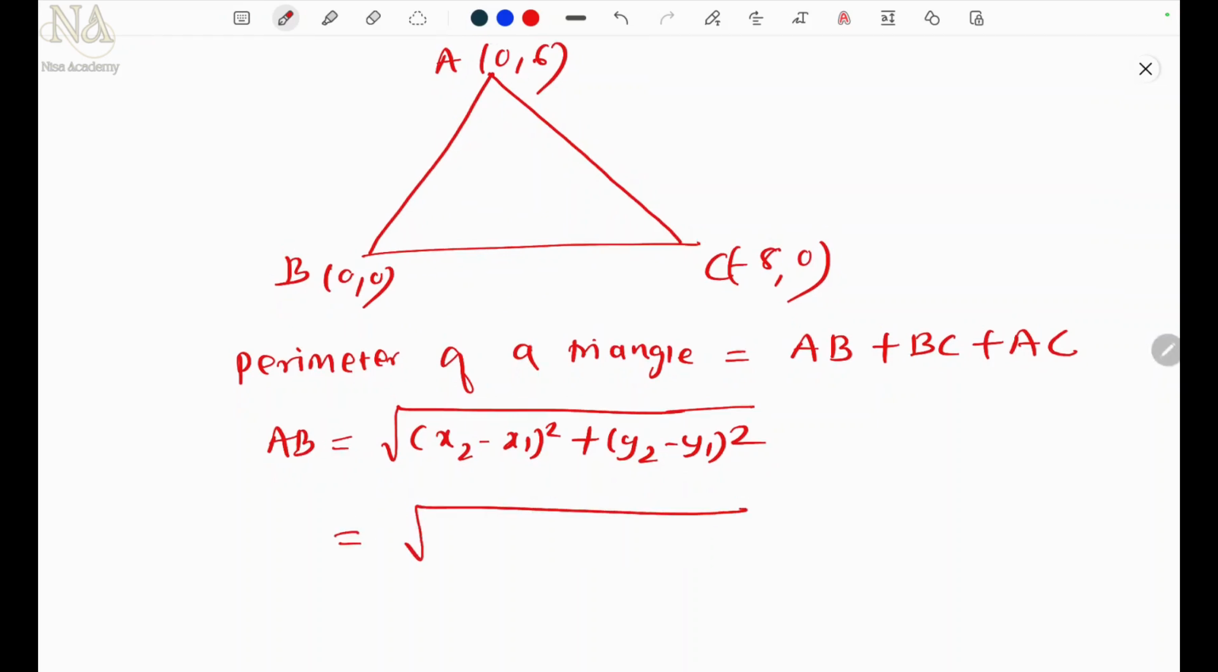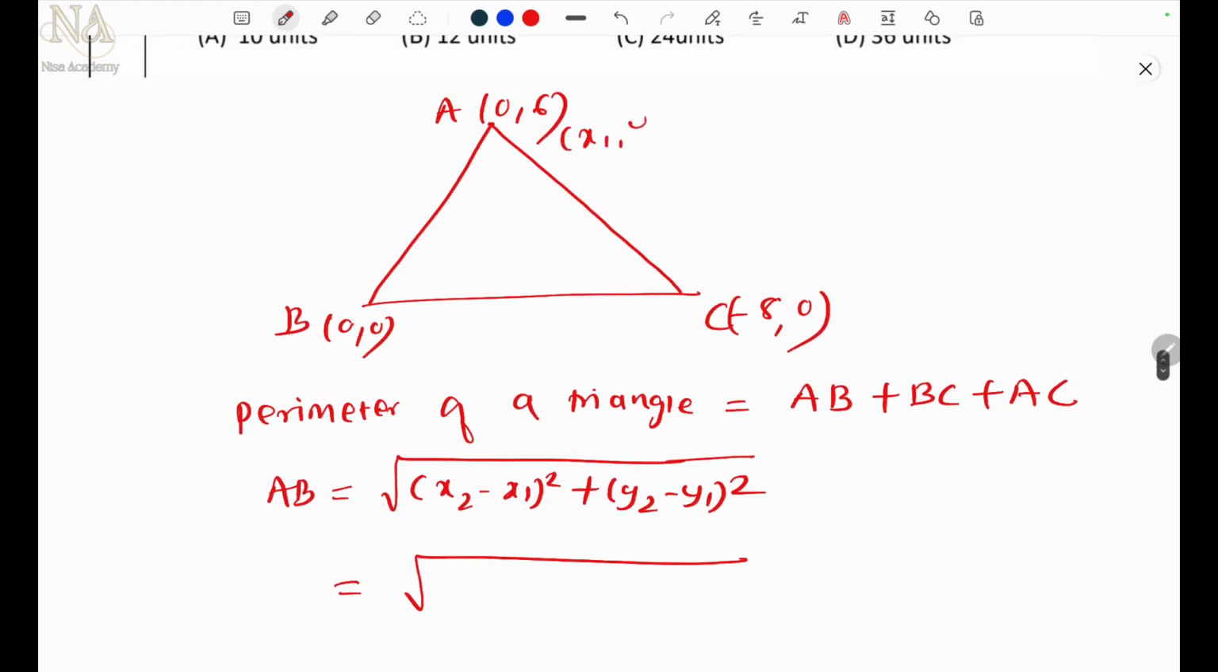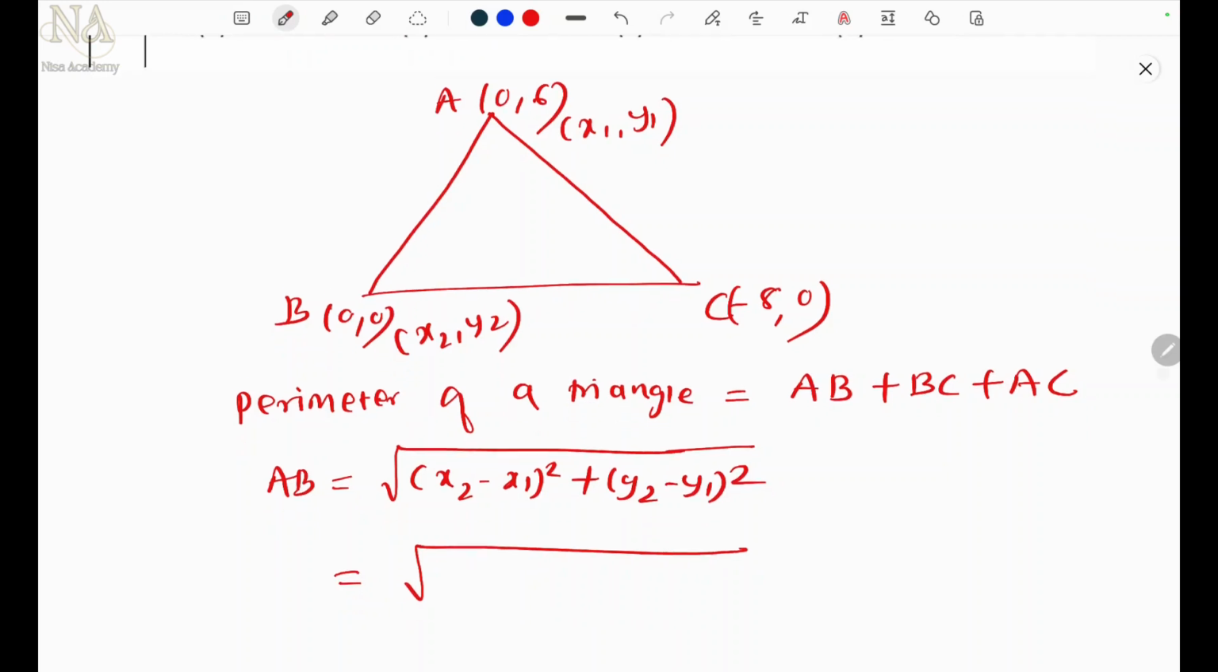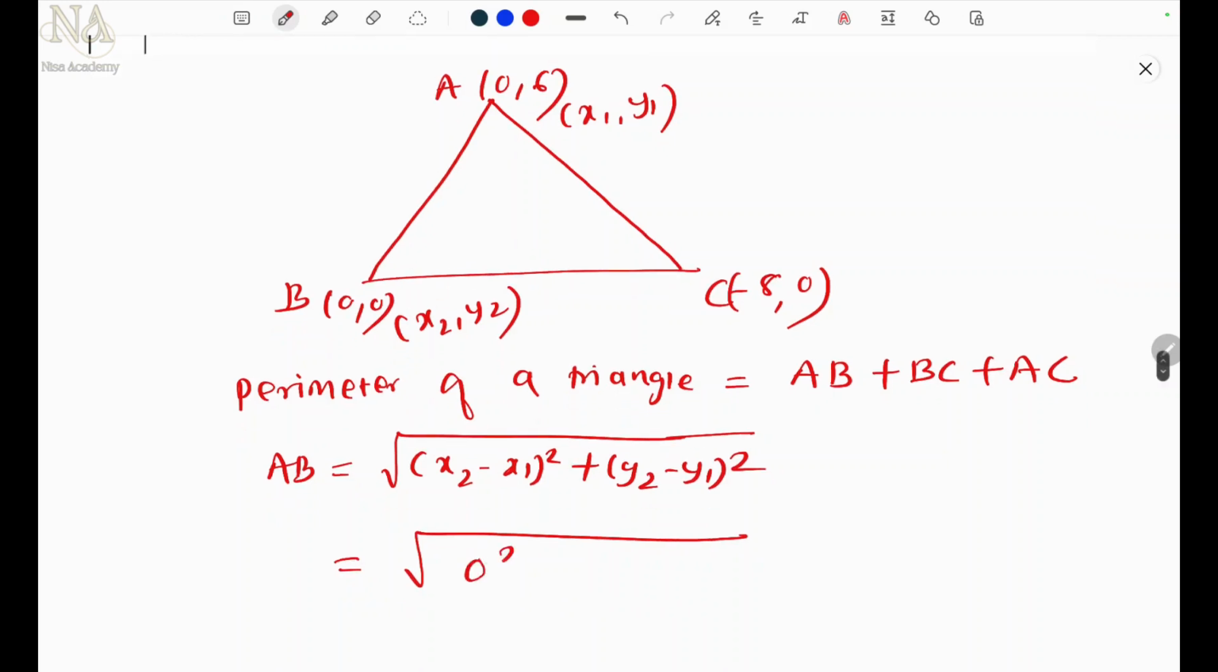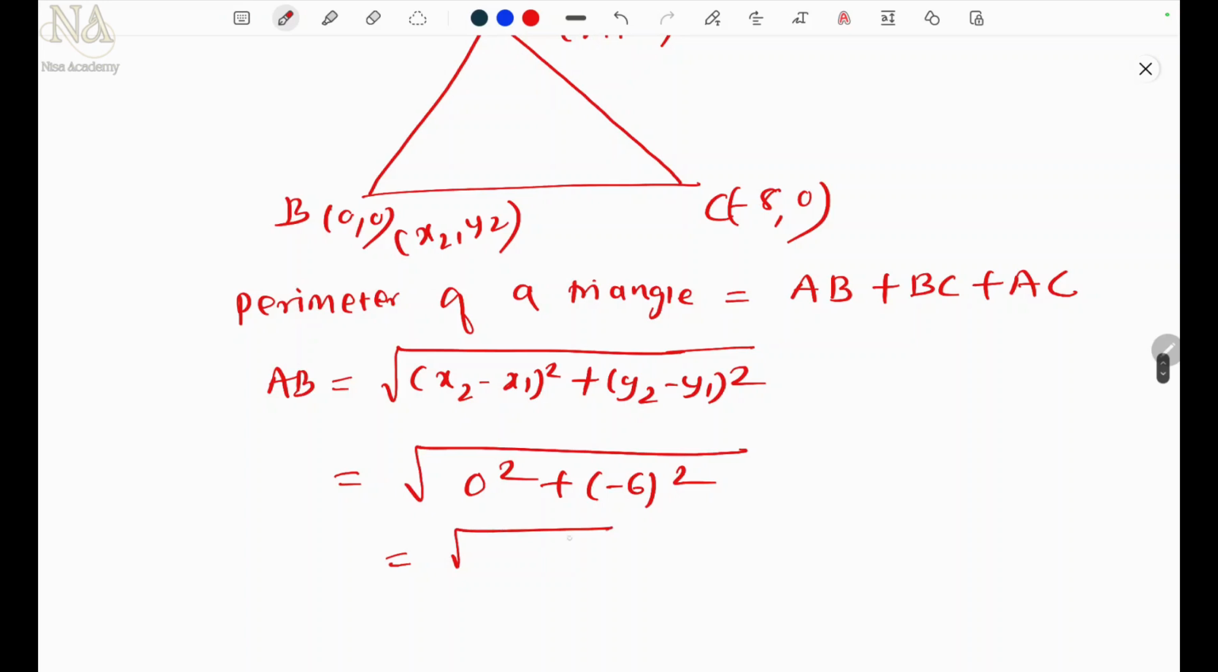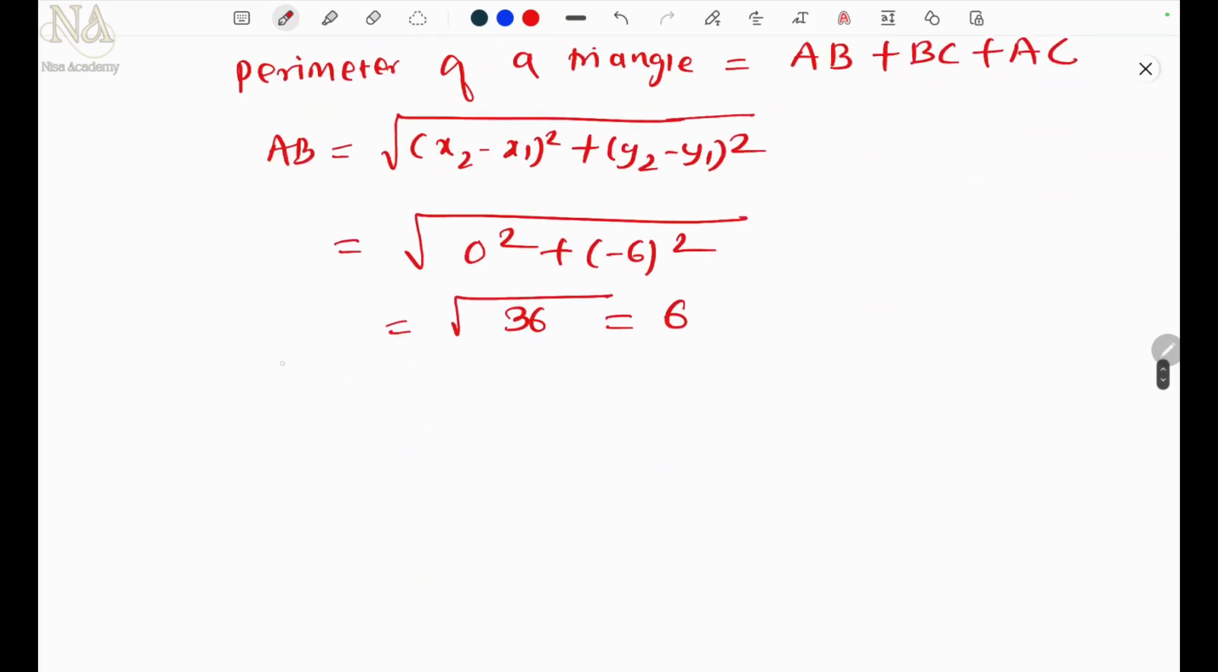So, now let us say this is x1 y1 and this is x2 y2, okay. So, x2 minus x1, which is 0, I can just directly write here, and y2, you can see, 0 minus 6, so minus 6 square, which is 0 plus 6 square is 36 again, and the square root is 6. Next, BC we will find, okay.